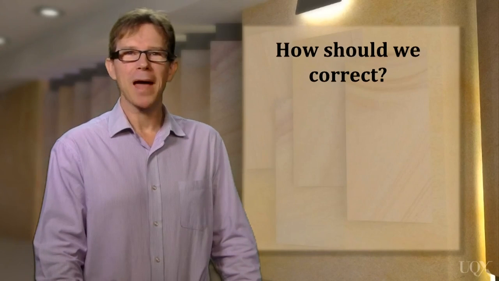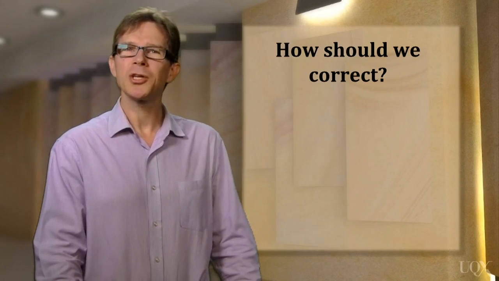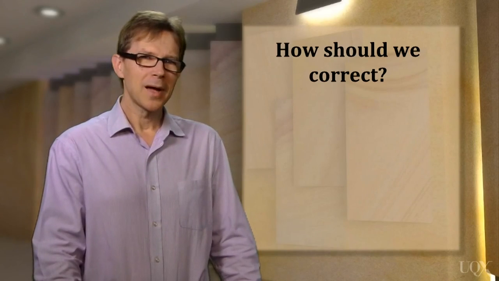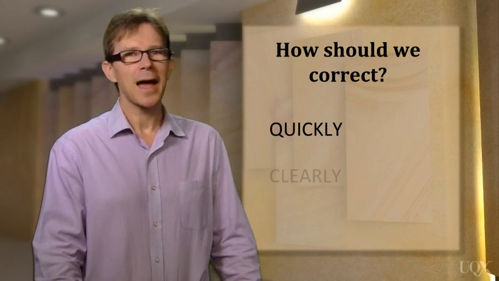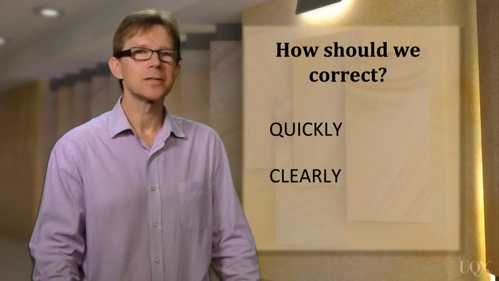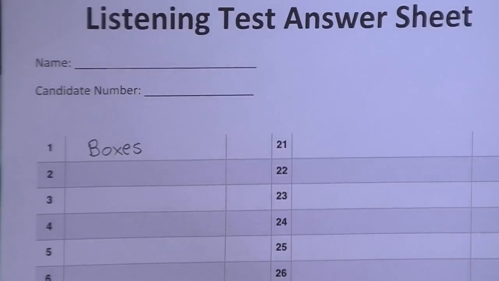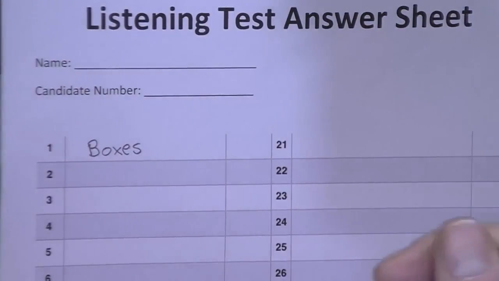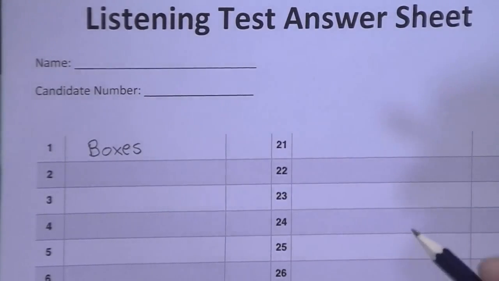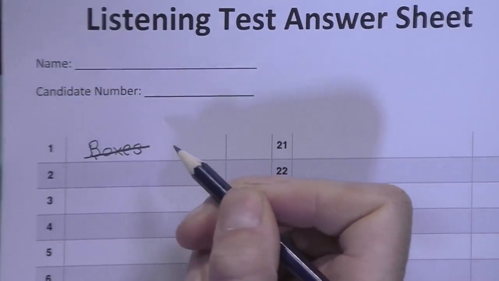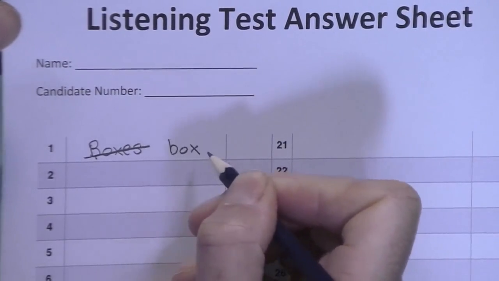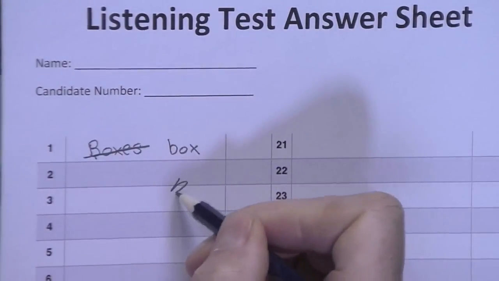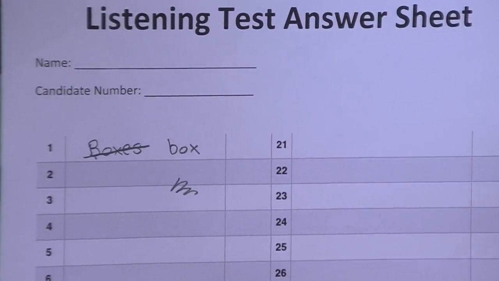Before we finish this presentation about checking, let's answer two important questions about this strategy. First of all, how should we correct any mistakes we find? Well, any correction should be done quickly and clearly. And in fact, this is the best way to do it. When you have found a mistake and you know how to correct it, cross out a complete word using one line with a pencil. And write the correction next to it. Try not to scribble. And try not to use an eraser, as this can waste time.